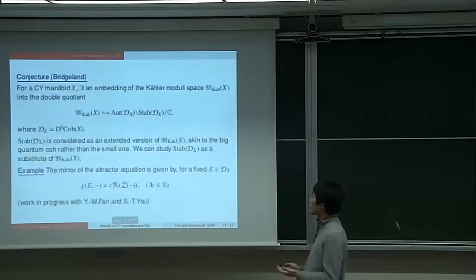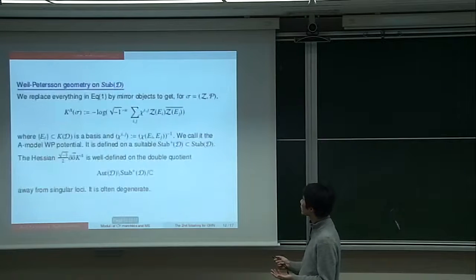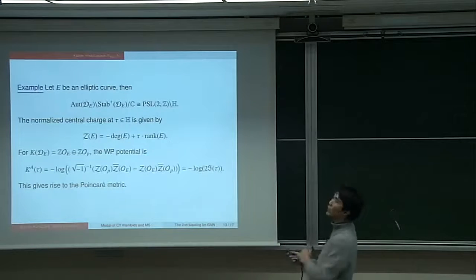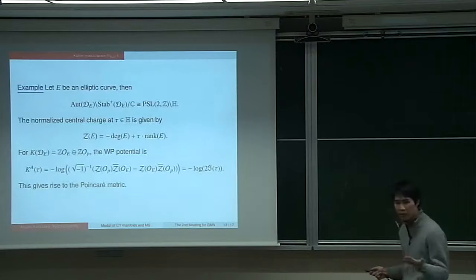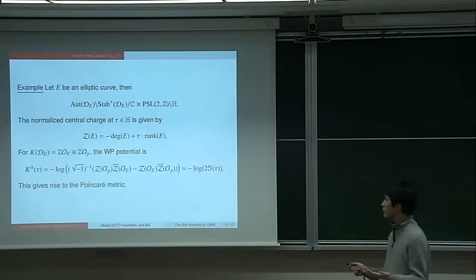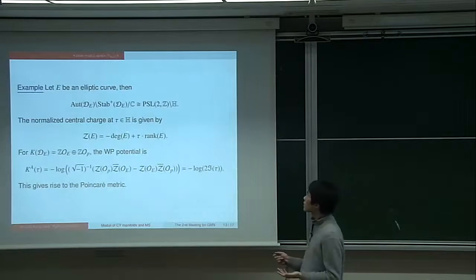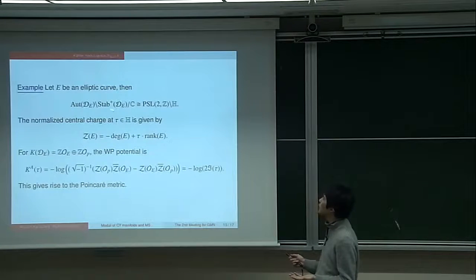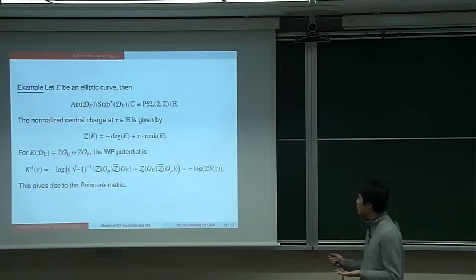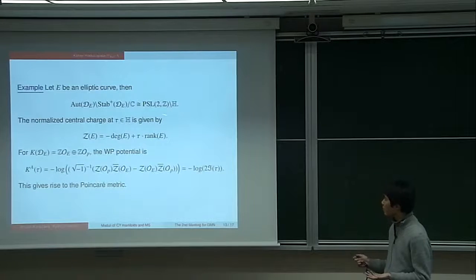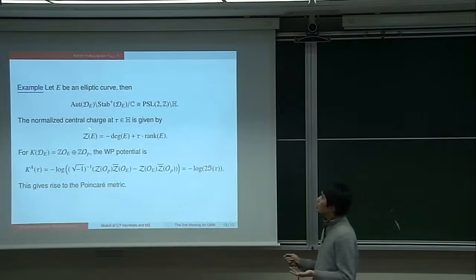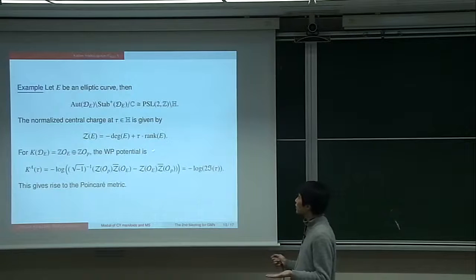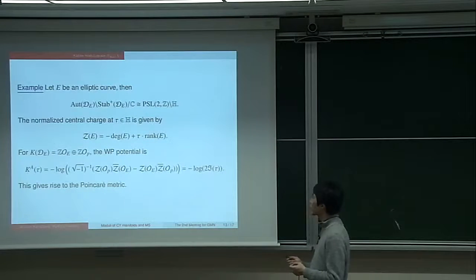So I wanted to give the simplest example, of course. And the simplest example is an elliptic curve, which is well studied. If you compute the stability space of the elliptic curve, then this double quotient can be identified as a nice space. And the central charge is given by this form. It's a well-known one.